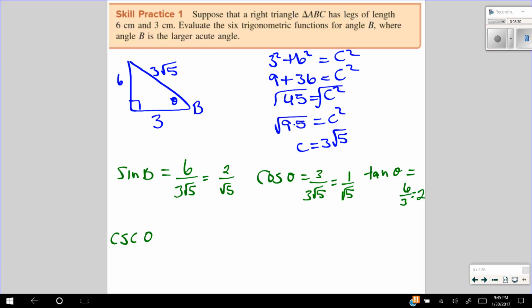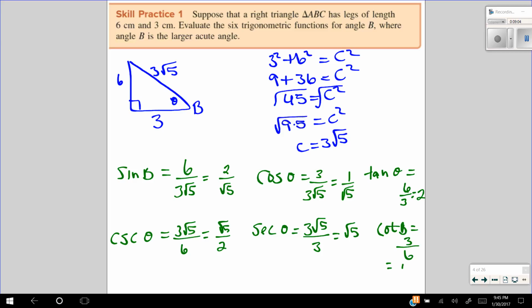Cosecant is our reciprocal, so 3 root 5 hypotenuse over opposite, which is 6. So root 5 over 2. Secant of theta, reciprocal will be hypotenuse, 3 root 5 over adjacent, which is 3, so root 5. And cotangent is going to be adjacent, which is 3 over 6, which is 1/2. Okay? Got a little squish there. Sorry about that. Okay? Cool.